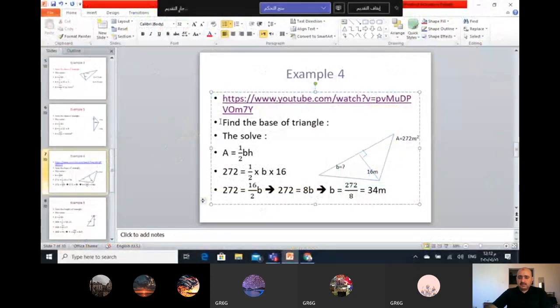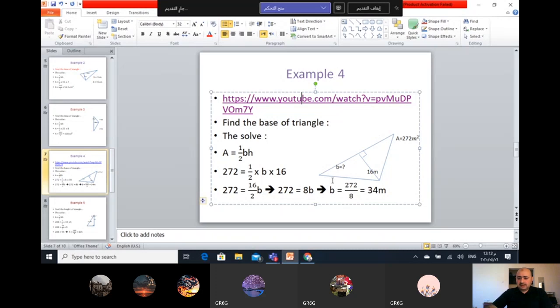See with me this example. Find the base of the triangle. Now the question is not to find the area, but to find the base. We have the area now. A equals 272 meters squared, and I want to solve for the base.